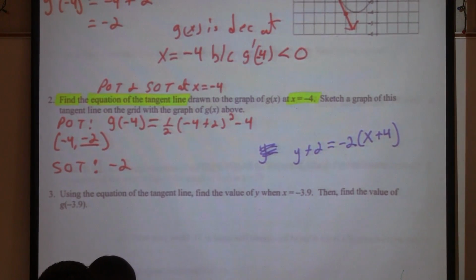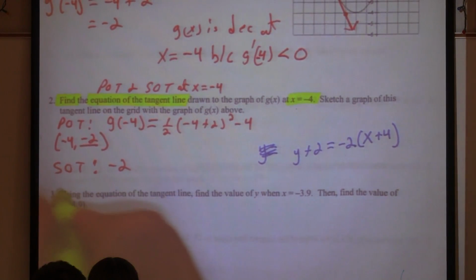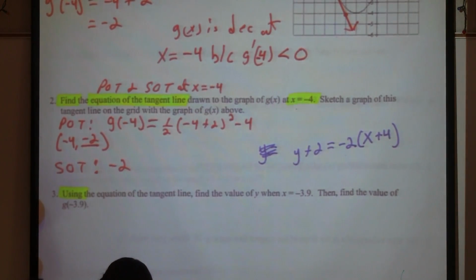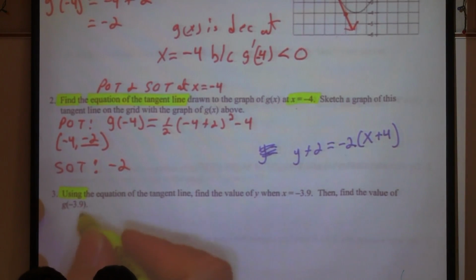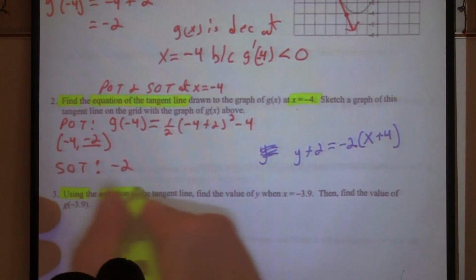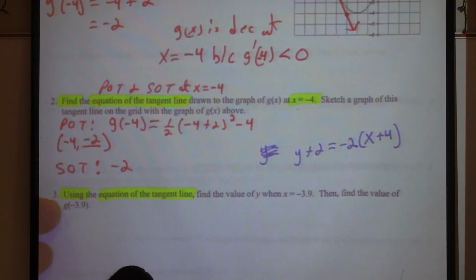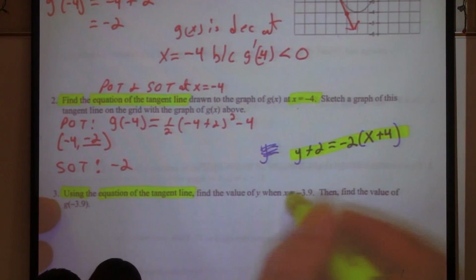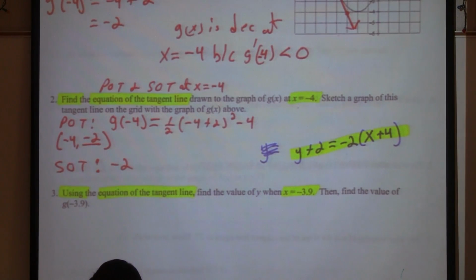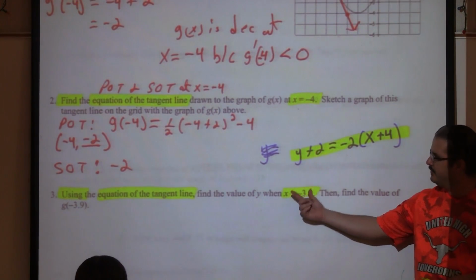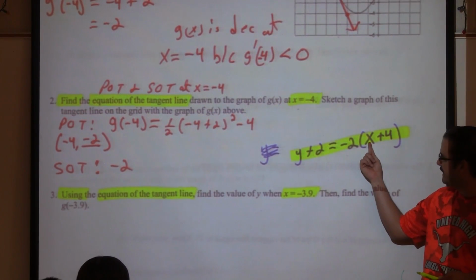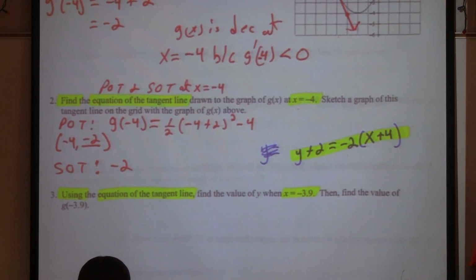So what does the next one say? Using. Does it say find? No, it says using. That means you have to what? Use it, right? So using the equation of the tangent line. What was the equation of the tangent line? That one, right? Find the value of y when x is what? So what do you think that means for us to do? Plug this one where? Into this equation for what letter? And work it out without a calculator, okay?